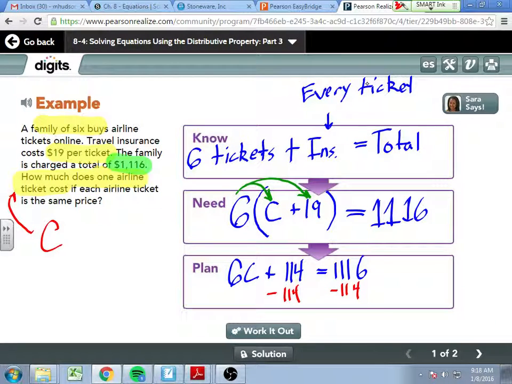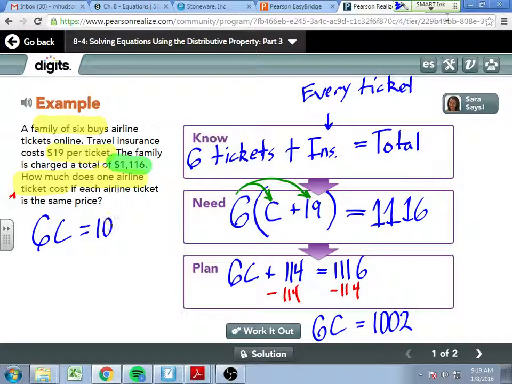Do not use your calculator. It's 116 minus 114. Come on. What's left over is 2. So we now get 6C equals 1002. I'm running out of space, so I'm going to move this over here.